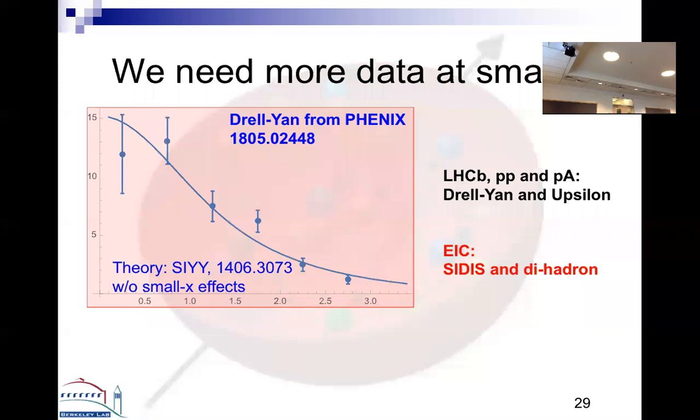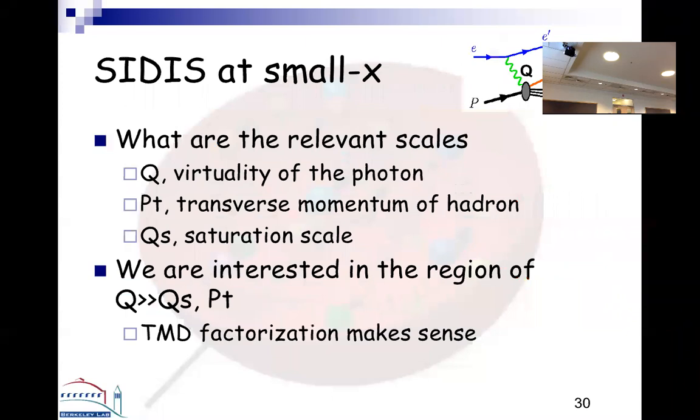Okay. So anyway, at EIC, what we can do is semi-inclusive DIS at small x, right? So Q squared here, this process has been discussed many, many times in the TMD community. You have Q squared, you have the transverse momentum, and we are interested in the kinematics where Q is a much larger scale than the transverse momentum. The TMD function makes sense.